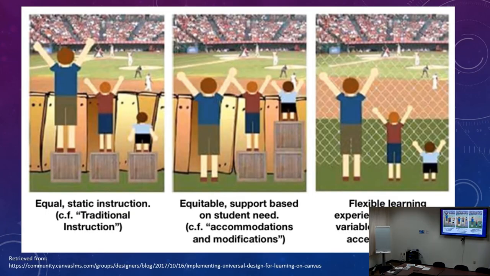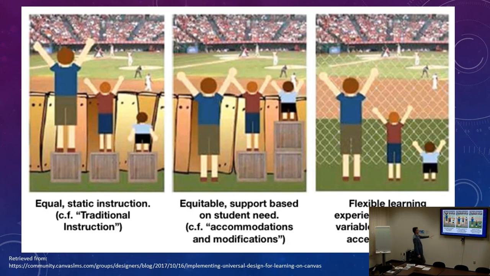Another way to look at UDL is to think about how we want our students to learn and the access that we're giving them. So in this picture, you have this really tall kid, and he's on the block, and he can see over everything. You got a somewhat shorter kiddo, and he's on the block, and he can barely see over. And what you can't see is there's like two little eye holes that this little kid's looking through. So they can all see the ball game. Right? Like, you saw the ball game, kid. I don't know why you're complaining.